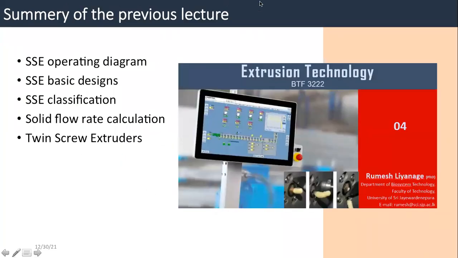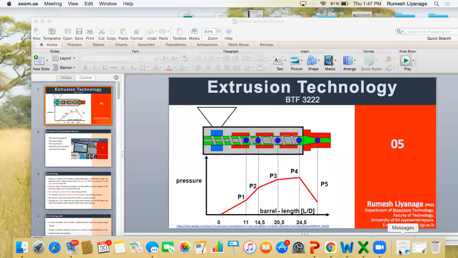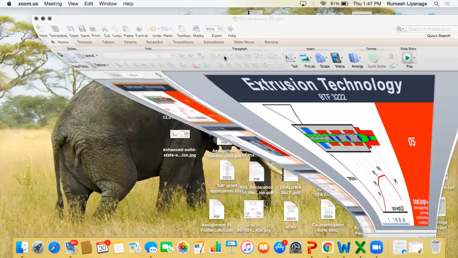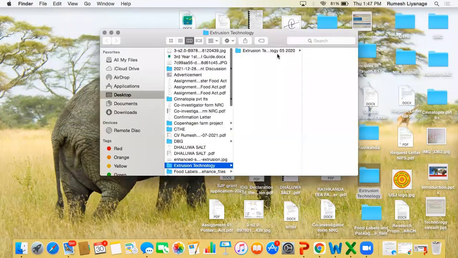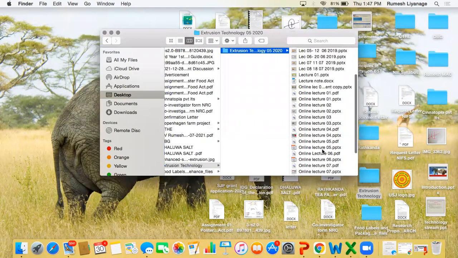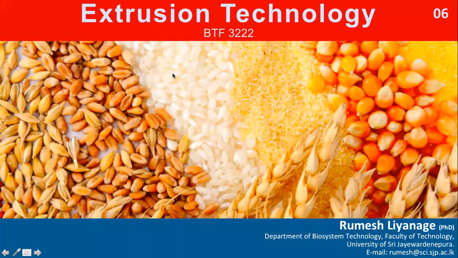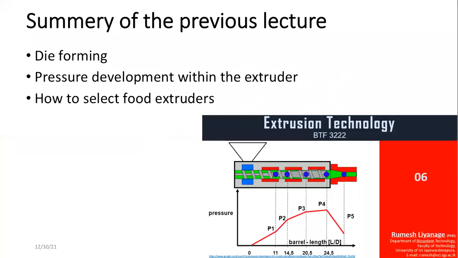Next week we will be discussing raw material selection, how to use raw materials for extruded food product development, right?